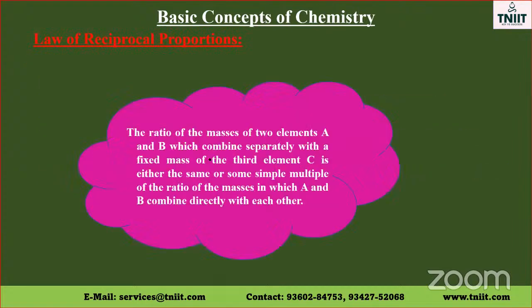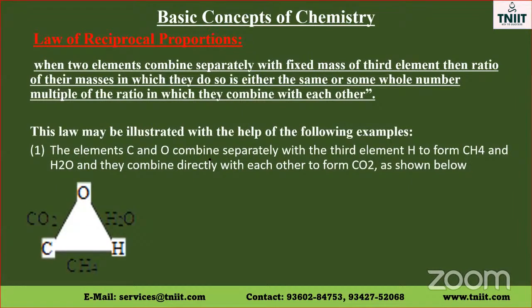The next law is called the law of reciprocal proportion. When two elements combine separately with a fixed mass of a third element, then the ratio of their masses in which they do so is either the same or some whole number multiple of the ratio in which they combine with each other. We will take an illustration and work.